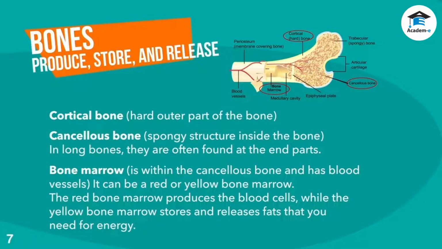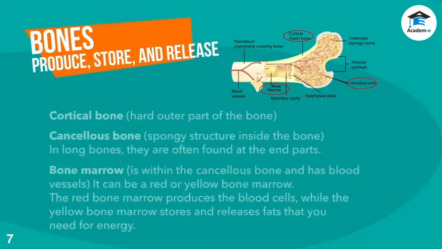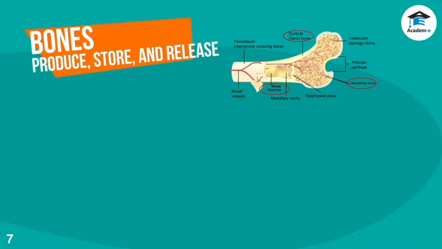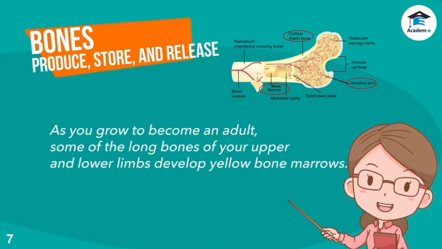The red bone marrow produces the blood cells, while the yellow bone marrow stores and releases fats that you need for energy. You were born with all your bones only having red bone marrow. As you grow to become an adult, some of the long bones of your upper and lower limbs develop yellow bone marrows.